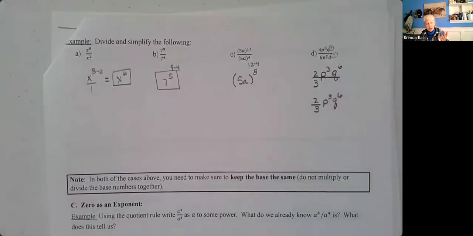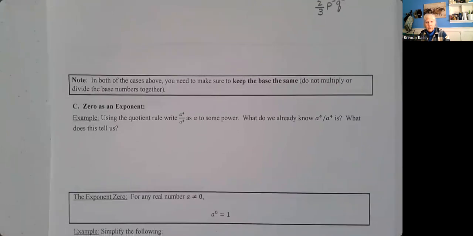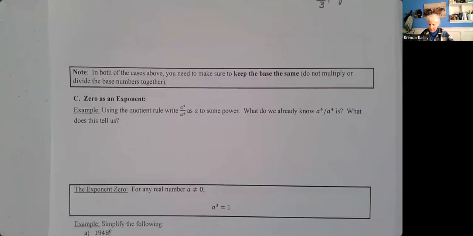So now we've talked about our two rules: product, multiplying, you add exponents, and division, you subtract the exponents. But now we're going to talk about zero.